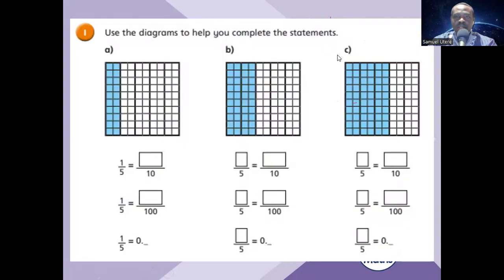Pause the video and answer question 1 in 3 minutes. You can take your own time. You don't have to stick to the 3-minute timing.